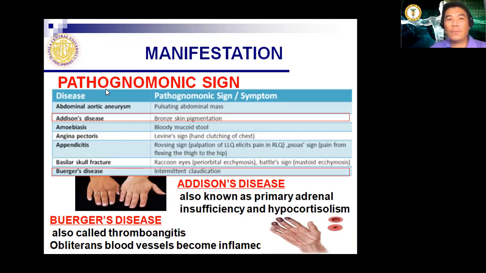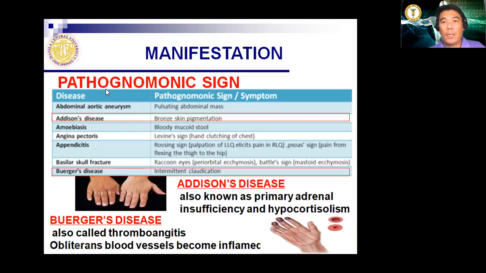So again, abdominal aortic aneurysm is a pulsating abdominal mass. There is pulsation of the abdominal mass. Addison's disease involves the adrenal glands, with decreased production of cortisol. Then the pathognomonic sign is bronze skin pigmentation. For a client who may be suspected of amoebiasis, the client may have bloody mucoid stool. Next, angina pectoris.